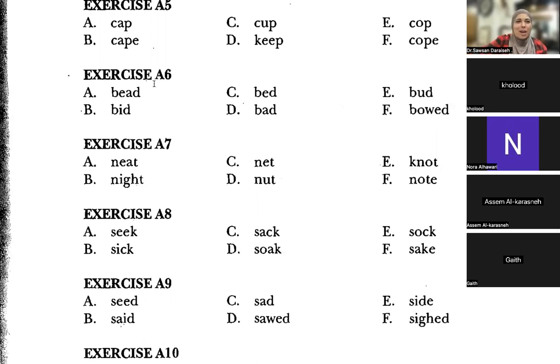All right, where are we now? Bead and bid. What's the difference between bead and bid? I have a necklace made of beads. What? Bid. Yeah. The second one is المضاربة, that's what they call it.